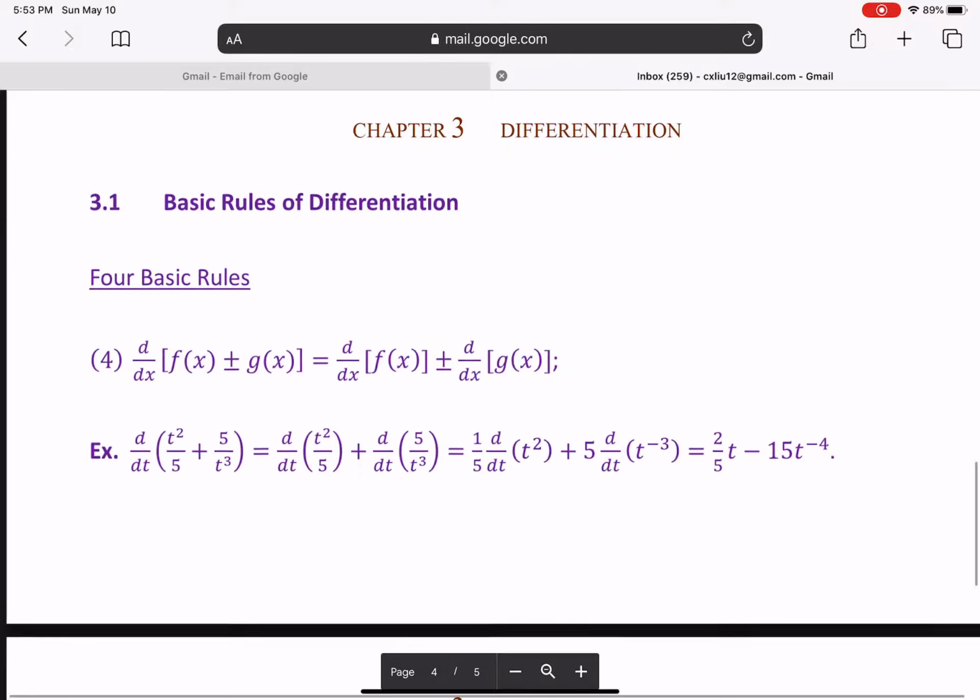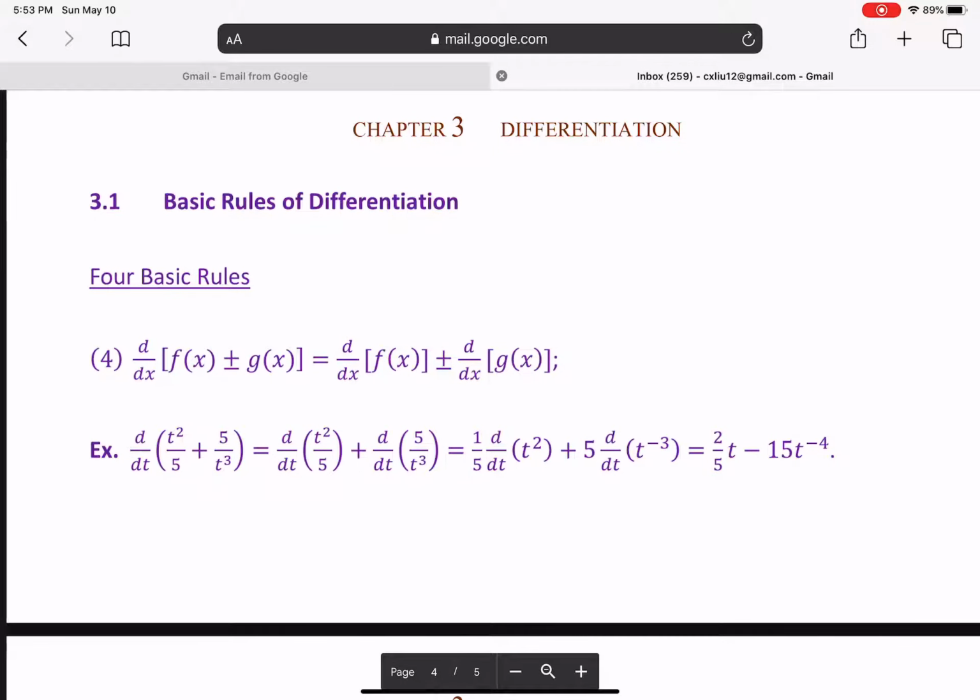The last rule is the sum or difference of functions. So if you take the derivative of a sum or difference of 2 functions or even more functions, you can just take the derivative of each function individually and add them or subtract them.